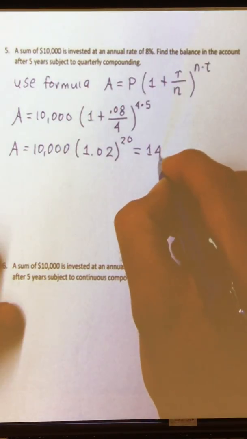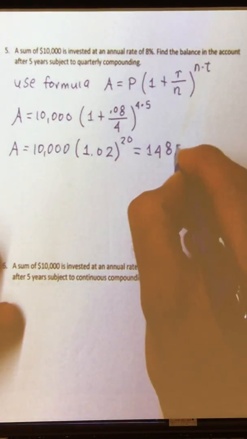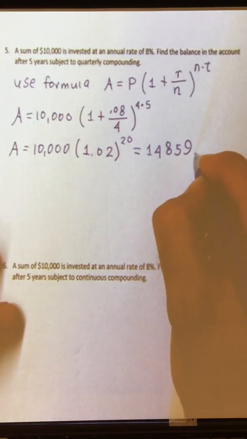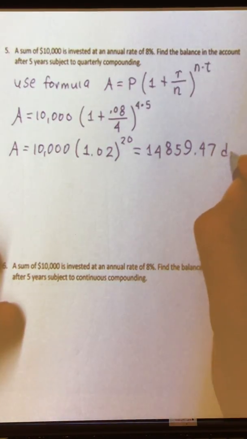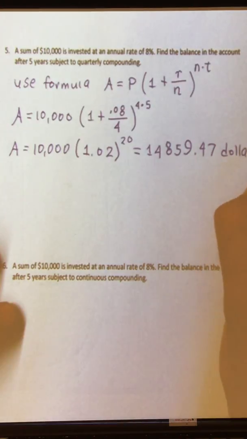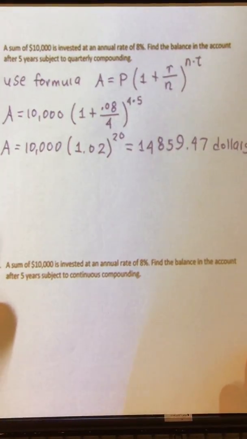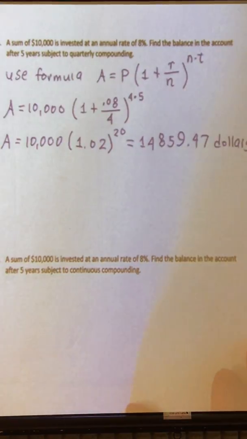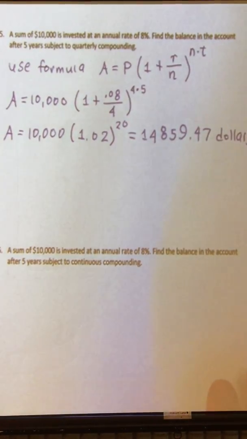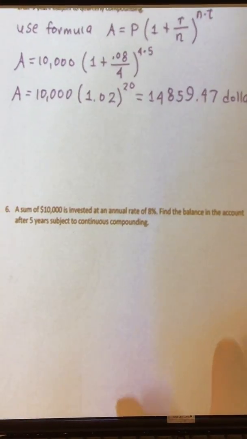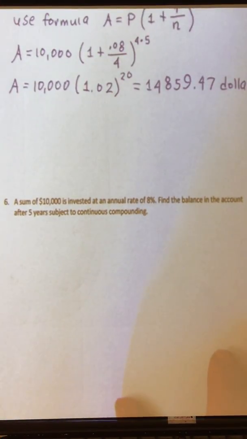We'll have $14,859, and rounding to the nearest cent, 47 cents. And there is the amount in the account after 5 years with quarterly compounding at 8%, starting with $10,000. Move on to problem 6.